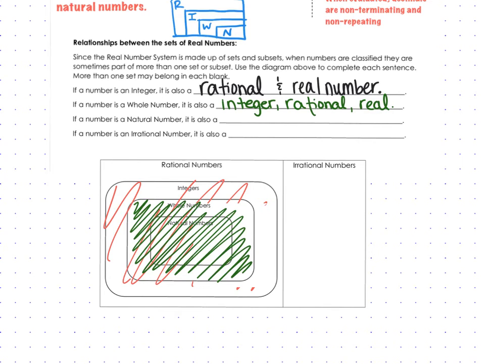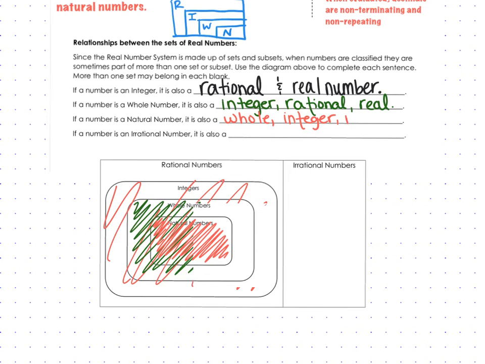So let's erase that, and now let's look at the next number group that it's asking for, which is the natural group. That teeny tiny box. I know it's the smallest box, but it actually is in all of the other categories. So my natural numbers are also whole numbers. They are integers. They are rational. And they are real numbers.